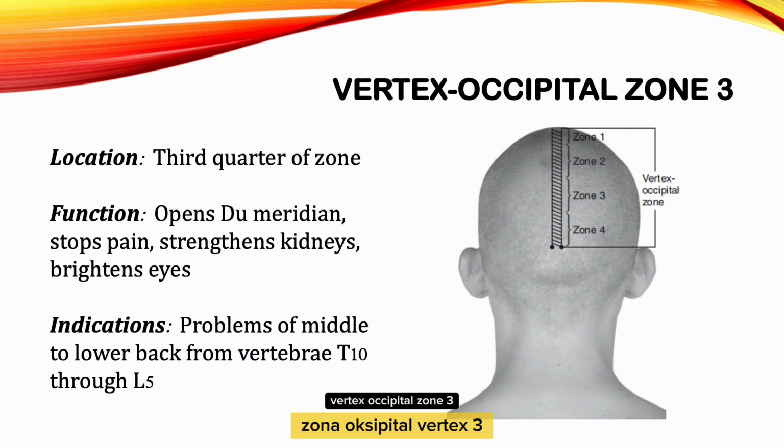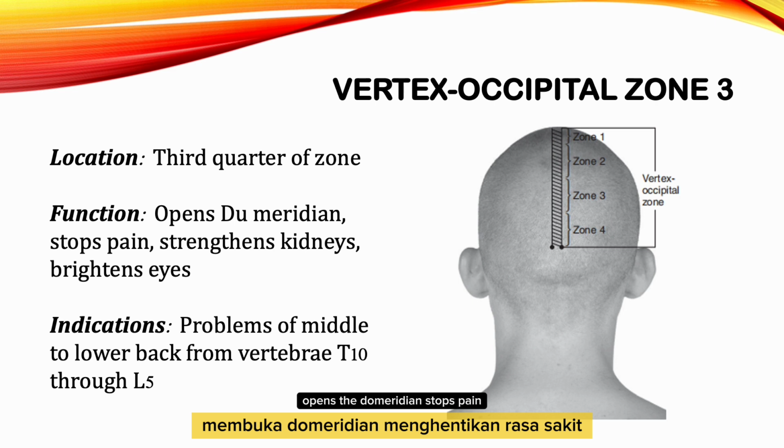Vertex occipital zone 3, the third quarter of the zone. Opens the Du meridian, stops pain, strengthens the kidneys, and brightens the eyes. Indications: problems of the middle to lower back from vertebrae T10 through L5.